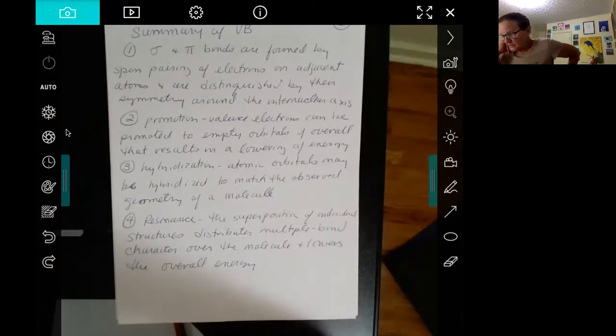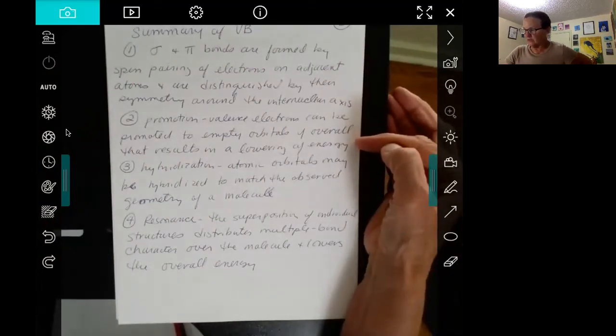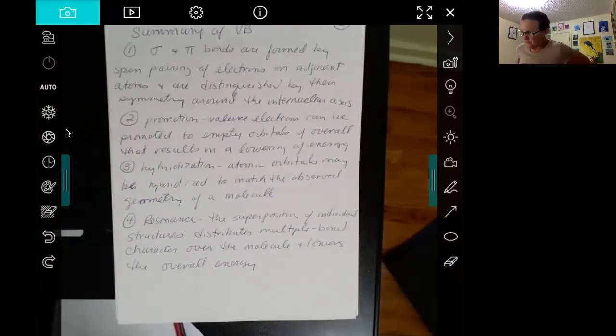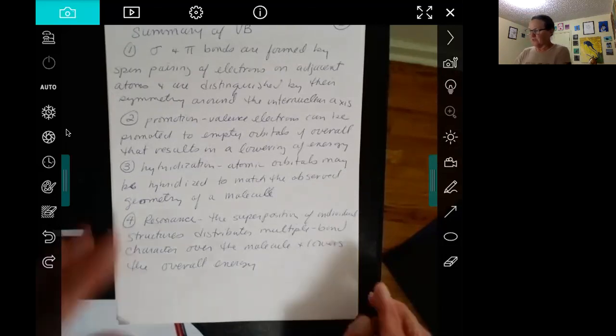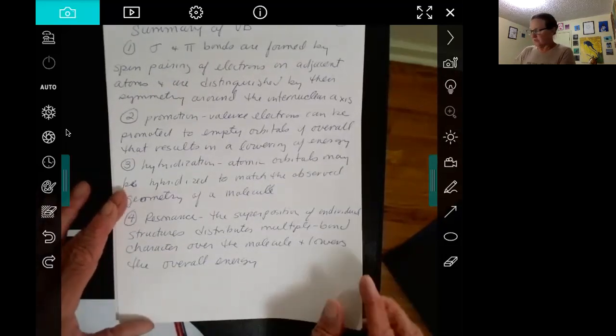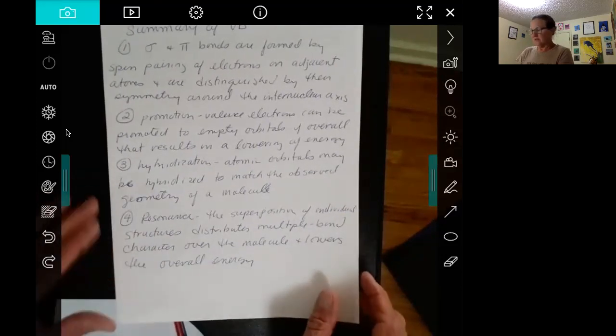So number three, we do that promotion, but then we also talk about hybridization so that we can get the right angles. So the promotion allows us to get the right number of bonds. The hybridization helps us explain the geometry. So atomic orbitals may be hybridized to match the observed geometry of a molecule. And then the last point from valence bond is resonance. So you can have a superposition of individual structures that distributes multiple bond character over the molecule and lowers the overall energy. And you can also have a superposition and look at the contribution from things like an ionic part to the wave function.